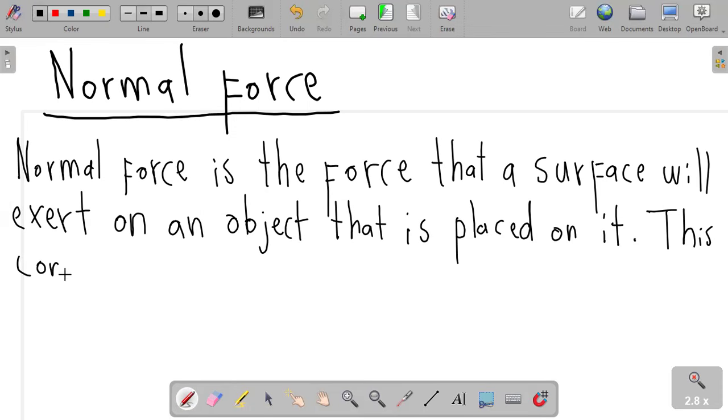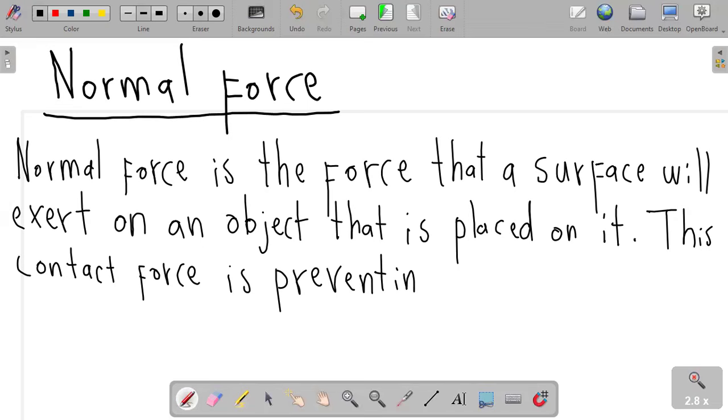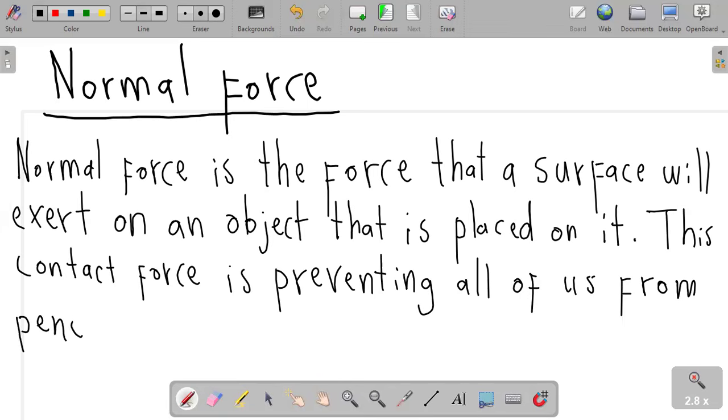So this contact force is preventing all of us from penetrating the ground.